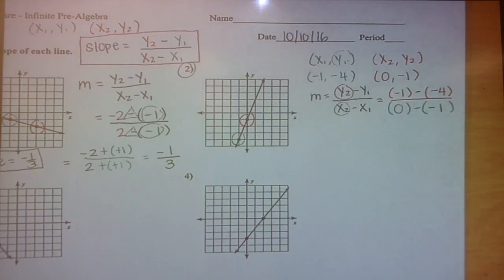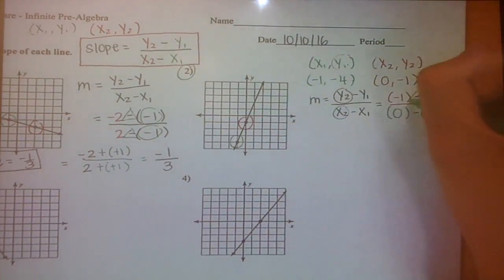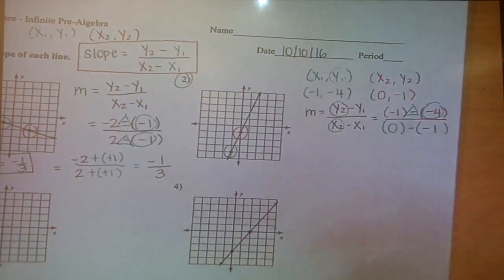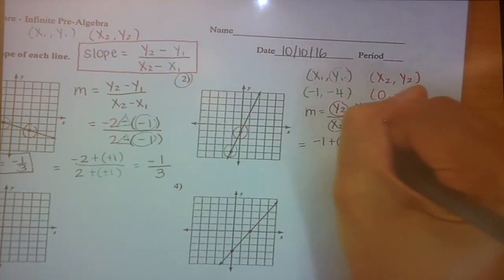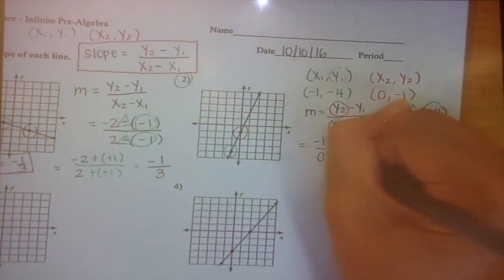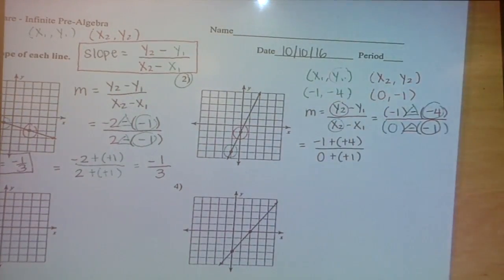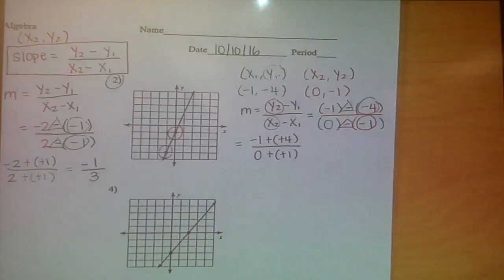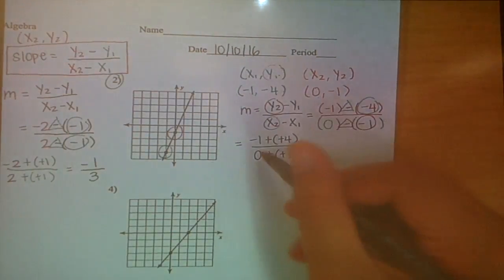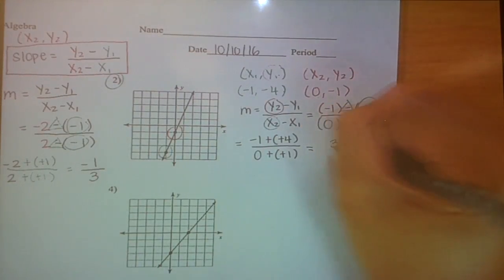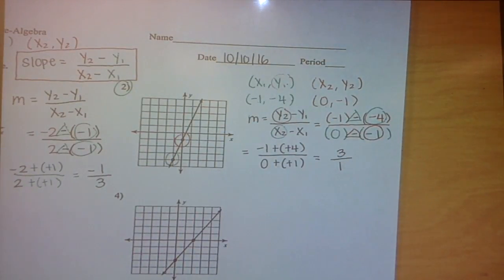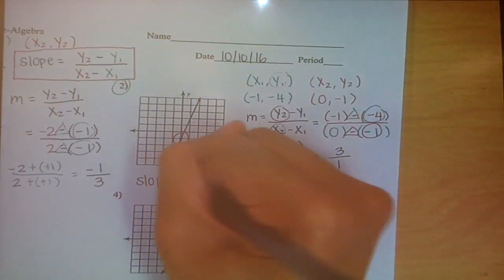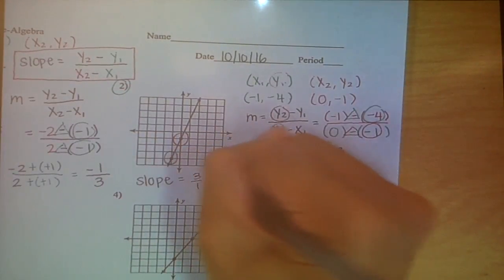So I can rewrite this because I have subtraction, so I'm going to change to addition and take the opposite. And same thing here, change to addition and take the opposite. So this now becomes negative 1 plus a positive 4 and a 0 plus a positive 1. So negative 1 plus positive 4 is positive 3, and 0 plus positive 1 is 1. So the slope from number 2 is 3 over 1, or 3.